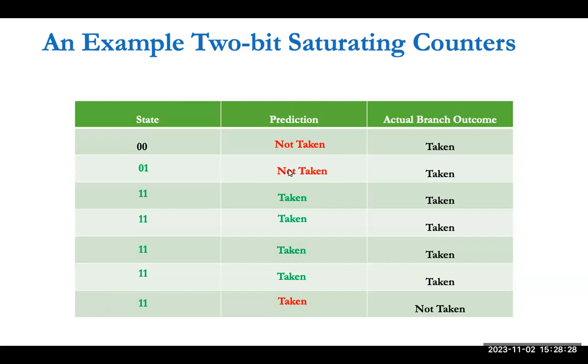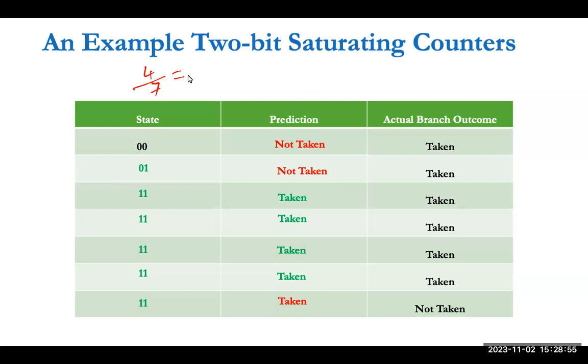Okay, so from this you can see the accuracy of this branch prediction. Can you find out the accuracy of this branch prediction? Can you give the answer, please? See, there are a total of 1, 2, 3, 4, 5, 6, 7 predictions. Out of 7 predictions, how many predictions are correct? 1, 2, 3, 4. So 4 predictions are correct. So that gives the branch prediction accuracy.